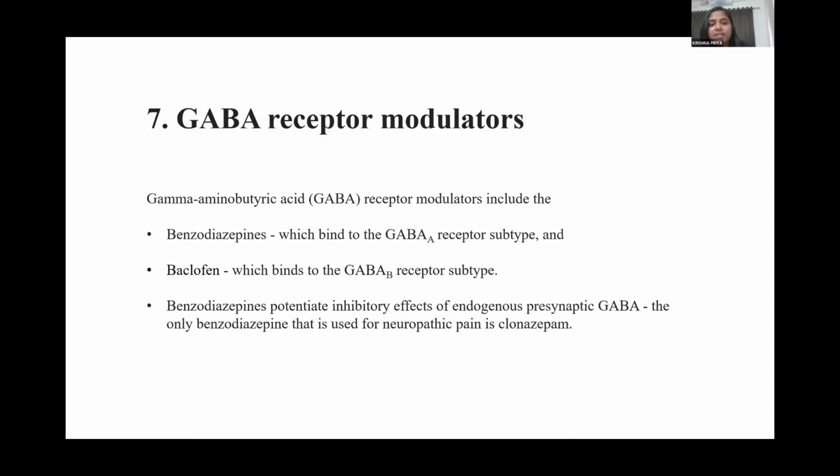The next category is GABA receptor modulators, that is gamma aminobutyric acid receptor modulators, which include the benzodiazepine, which bind to the GABA A receptor subtype, and Baclofen, which binds to the GABA B receptor subtype. Benzodiazepine potentiate inhibitory effects of endogenous presynaptic GABA, and the only benzodiazepine that is used in neuropathic pain is Clonazepam.